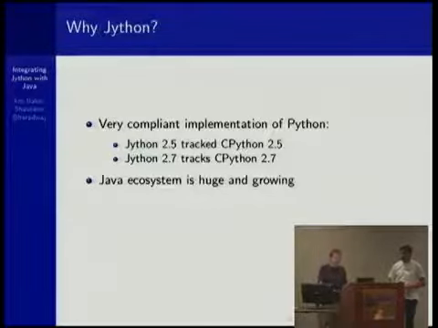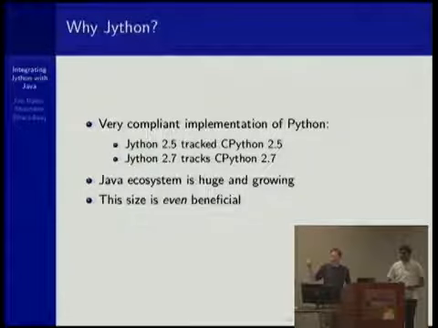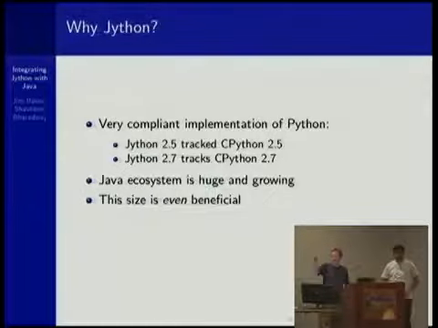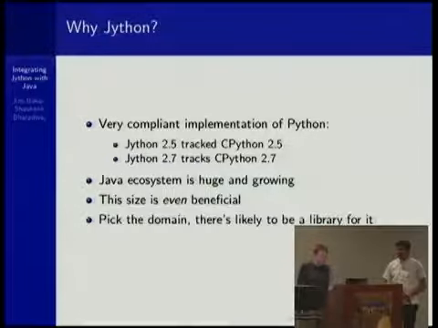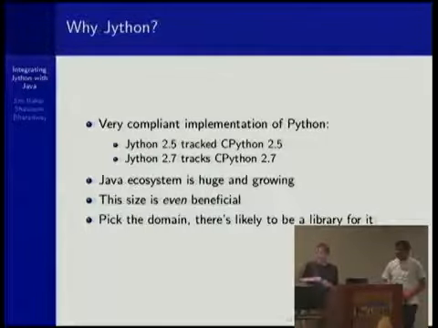The Java ecosystem is huge and growing, and the size is even beneficial. Yes, there is a lot of cruft out there in the Java ecosystem, but there's a lot of good stuff, possibly at your company, that you need to integrate with, and you would still like to write Python code, because everyone here, except for one troublemaker, said they preferred Python, and I agree with that. We even prefer it in the Jython project. Pick a domain, there's likely to be a library for it. It could be machine learning, it could be the Hadoop ecosystem, whatever.